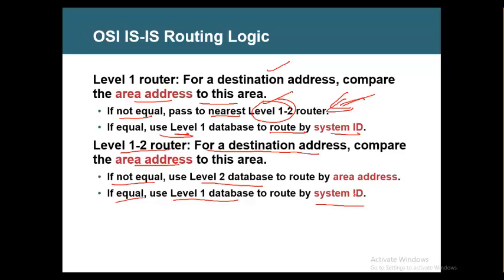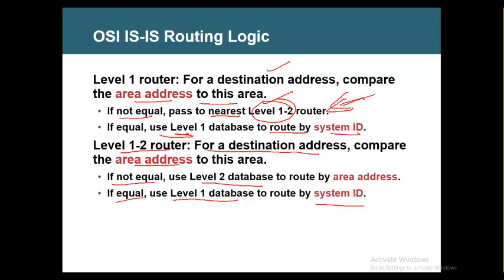So here we are seeing how L1 routes the packet and how L1, L2 routes the packet. L1 checks the area. If the area is not equal, it will send to the nearest L1, L2. In case the area ID is equal, I need to see the L1 database to forward the packet to the destination because the destination is in the same area. It won't see the L2 database, only the L1 database.